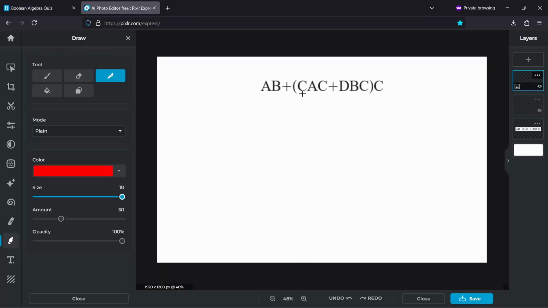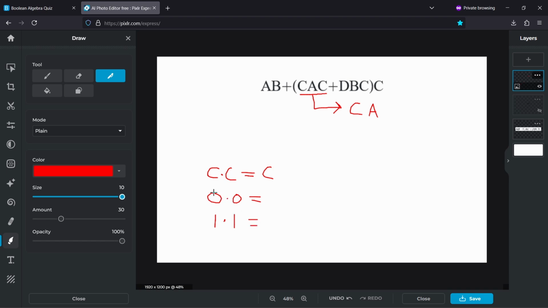So immediately what catches my eye here is this term, CAC. I know that this could be simplified to CA, and I'll explain why. There's a rule in Boolean algebra, I forget what it's called, but it basically states that anything ANDed with itself, or multiplied by itself, is equal to itself. And this is because in Boolean, the variable can only have two possible states, 1 or 0.